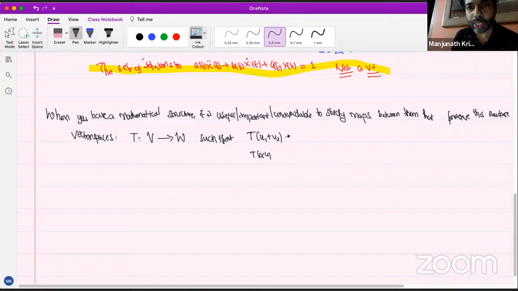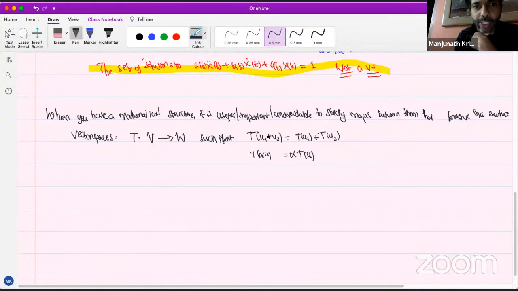So it should be preserved. T of U1 plus U2 should be T of U1, which is an element here, plus T of U2. And T of alpha U is alpha times T of U. One should be very careful in the beginning when you're first exposed to abstract structures. You have to be very cautious about what all this means.